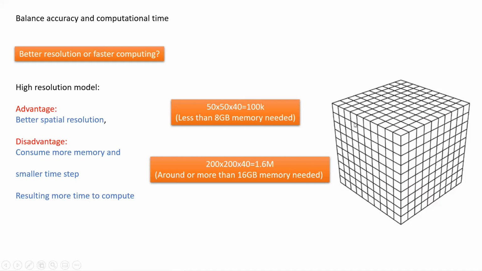First, let's see this. Our simulation domain is actually a stack of numerous blocks. You can see here, if our model size is 50 blocks in length, 50 blocks in width, and 40 blocks in the vertical direction, in total we have 100 kilo blocks, and it will consume less than 8 gigabytes of memory.